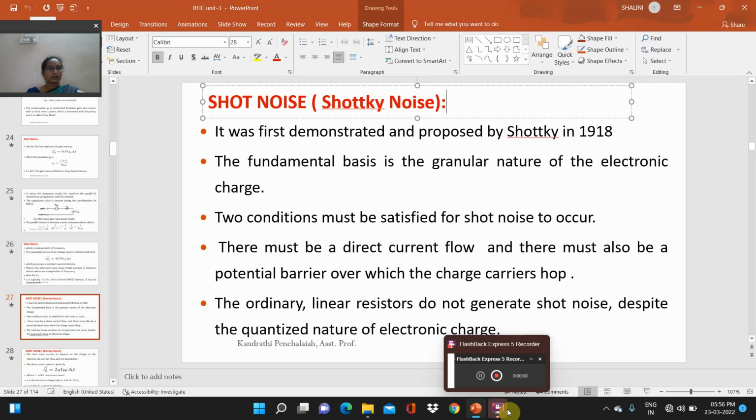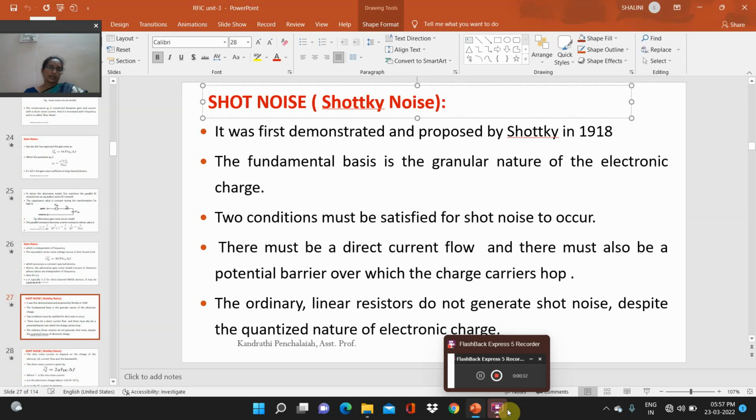Today we are going to discuss shot noise. This shot noise is also known as Schottky noise. It was first demonstrated and proposed by Schottky. The fundamental basis is the granular nature of the electronic charge. Two conditions must be satisfied for shot noise to occur.